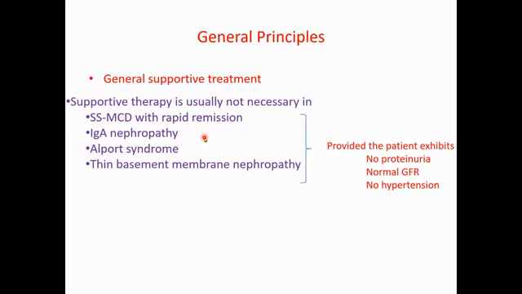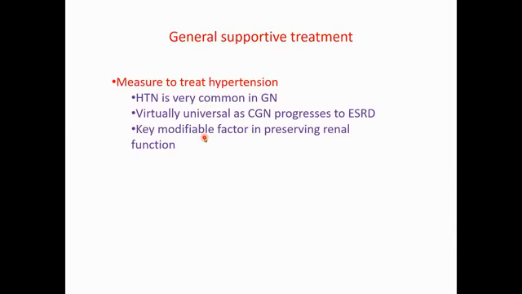So, provided that the patient exhibits no proteinuria, normal GFR, and no hypertension, there is no need for specific therapy. Hypertension is very common in glomerulonephritis. More than 80% of patients in the glomerulonephritis group are hypertensive, especially in proliferative glomerulonephritis. It is virtually universal as chronic glomerulonephritis progresses to ESRD.